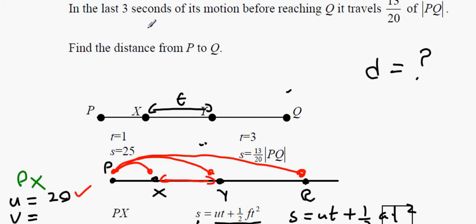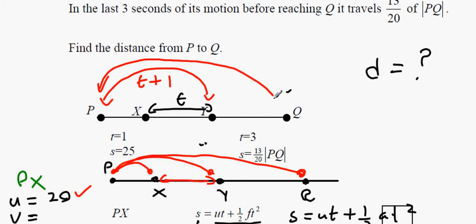So I suggest we go from P to Y. If you go from P to Y, the time is going to be t plus 1. t plus 1 is the time it takes to go from P to Y. Now, you could try and use Y to Q, which is 13 over 20ths of the entire distance. You're not going to do that because you always want to start off at the very beginning. So you're going to go from P to Q. So remember, it's going to be t plus 1 plus 3. That gives you t plus 4 seconds to get from P to Q.